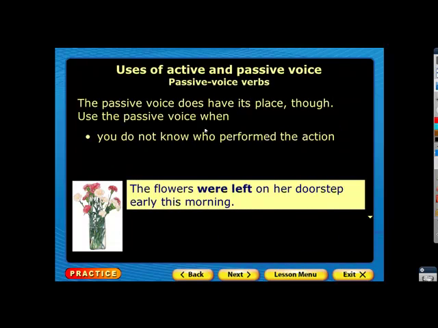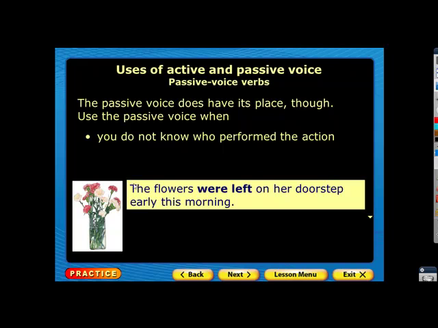Okay, the passive voice does have its place, though. Use the passive voice when you do not know who performed the action. Like, for example, you came into your house and you found that someone has robbed your house. Okay, so do you know the doer of the action? No, I'm focusing on my stuff, my things. I don't know the performer. That's why I need to use the passive voice.